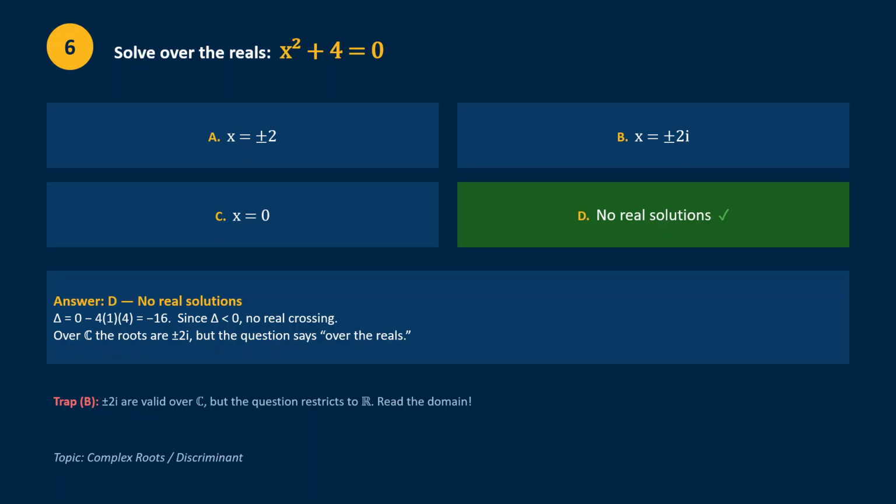If we extend to complex numbers, the solutions would be x equals plus or minus 2i, but the question specifically asked about real numbers. This connects back to our discriminant discussion. Always check the sign of the discriminant first to know what kind of roots to expect.